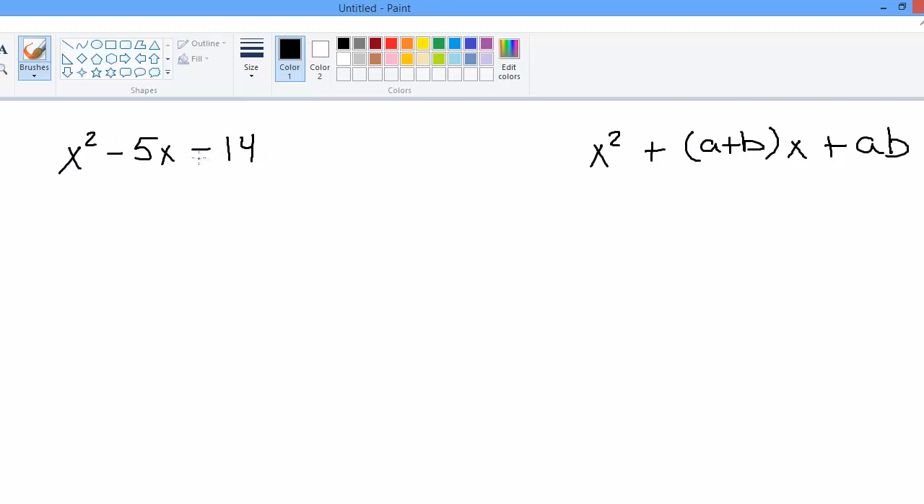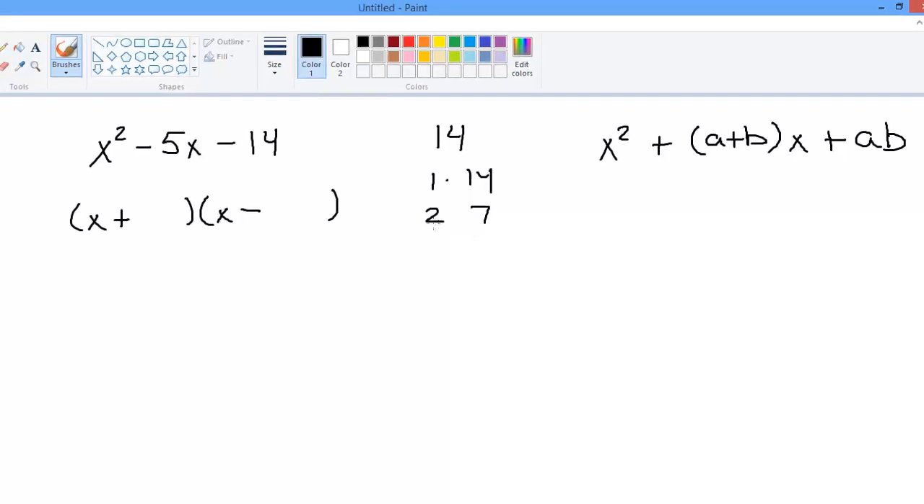The first one is that because this ends in a negative, the 14 is negative, it has to be that one of the binomials is x plus something and the other one is x minus something. That's the only way you can get a negative on the end. Now, take a look at the factors of 14, which are not too many. It's 1 times 7, or 1 times 14, and 2 times 7.